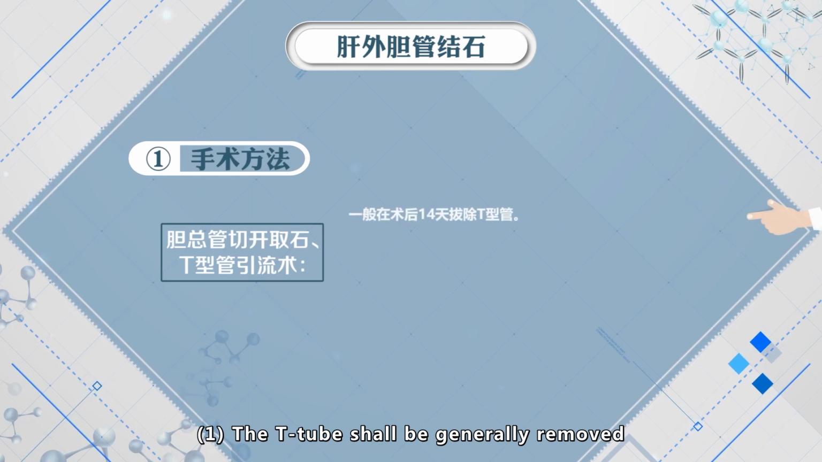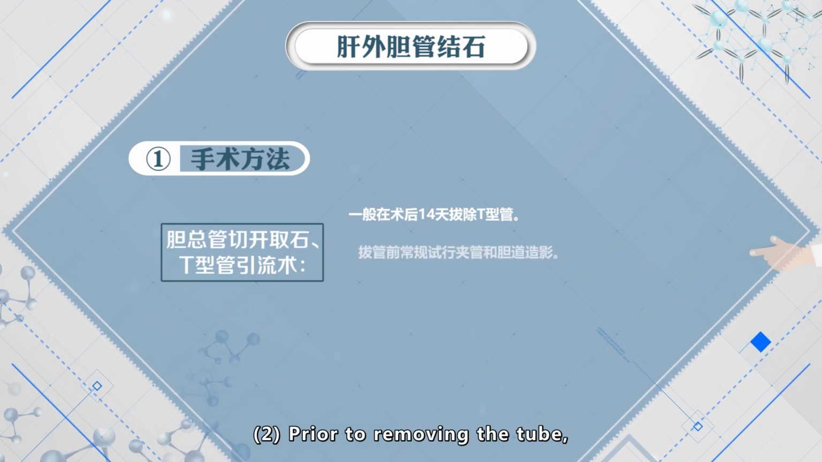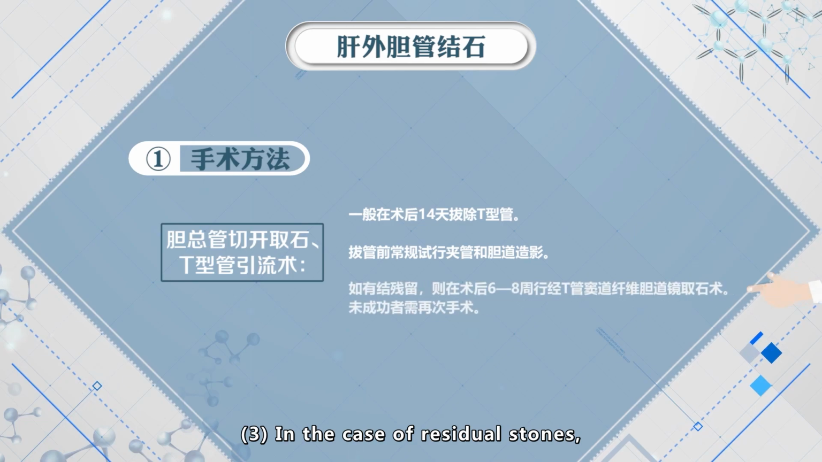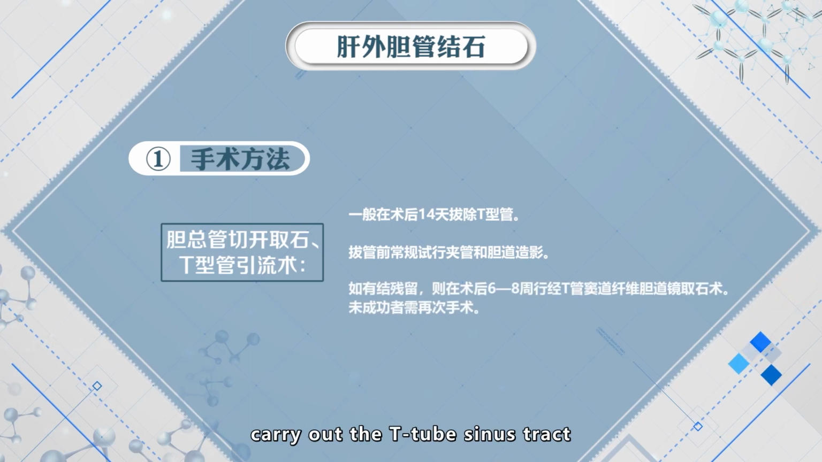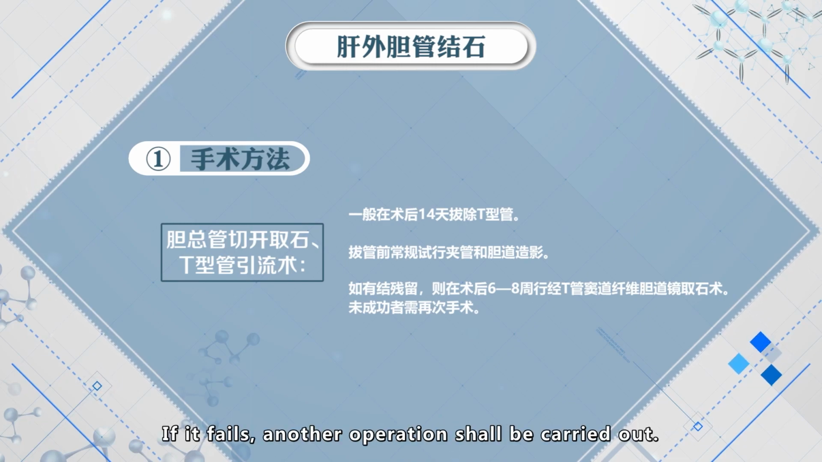1. The T-tube shall be generally removed 14 days after the operation. 2. Prior to removing the tube, press the tube for testing, and carry out the cholangiography. 3. In the case of residual stones, carry out the T-tube sinus tract fiber choledocoscopy 6-8 weeks after the operation. If it fails, another operation shall be carried out.